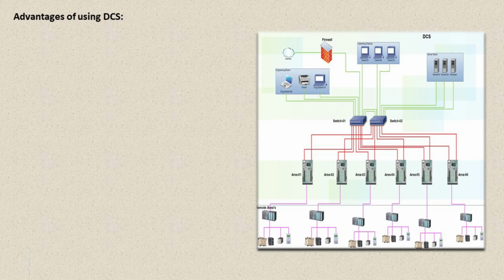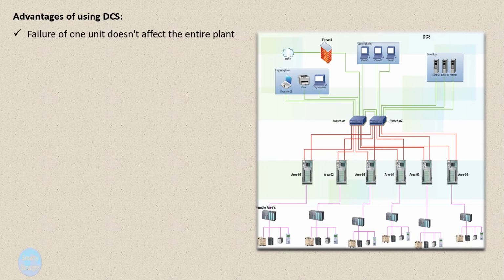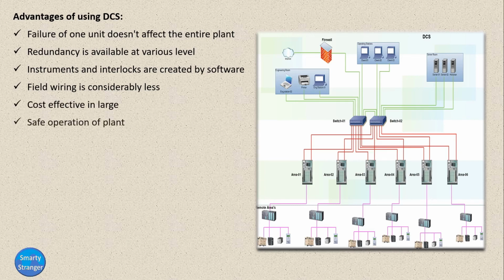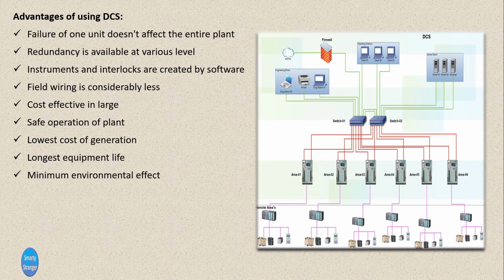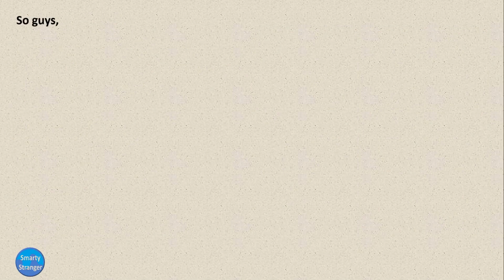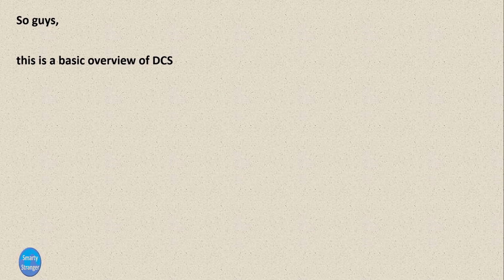There are many advantages of using DCS, some of them are: failure of one unit doesn't affect the entire plant. Redundancy is available at various levels. Instruments and interlocks are created by software. Field wiring is considerably less. Cost-effective in large plants. Safe operation of plant. Lowest cost of generation. Longest equipment life. Minimum environmental effect. High reliability. Improved response time. Improved operator interface to plant. Historian. So guys, this is a basic overview of DCS.